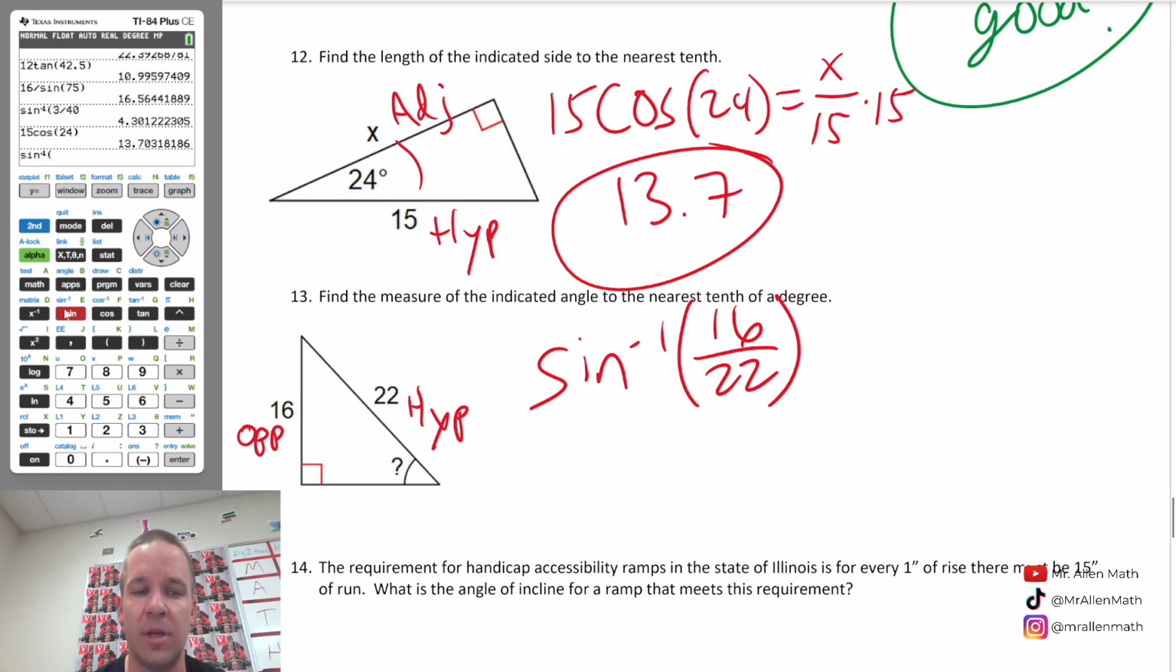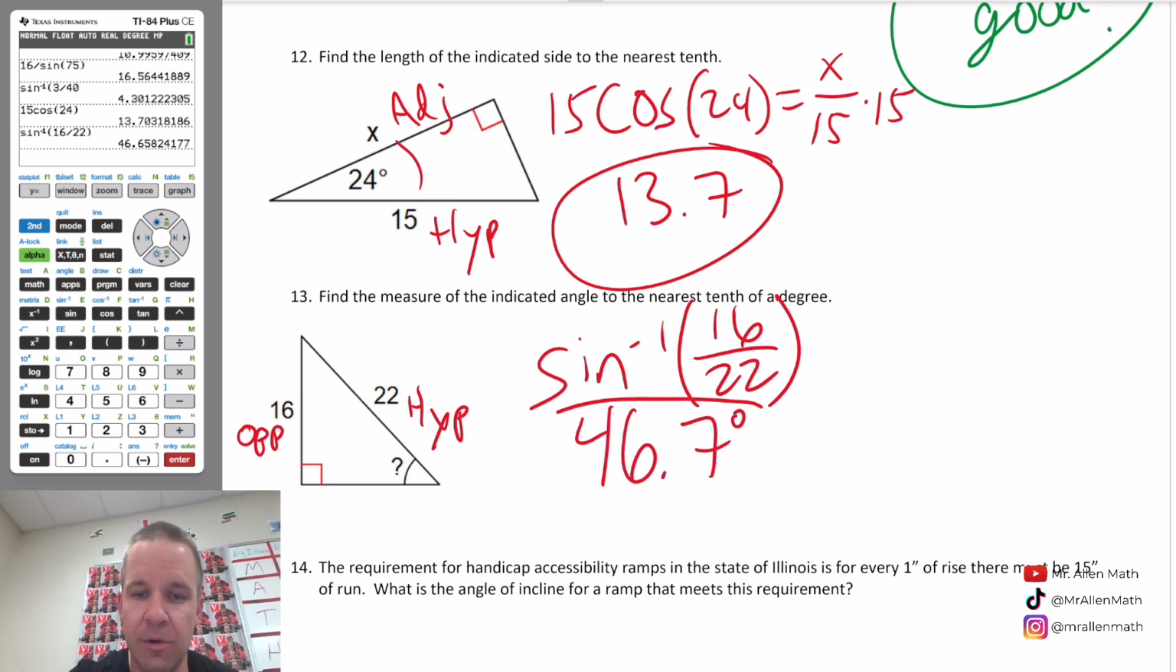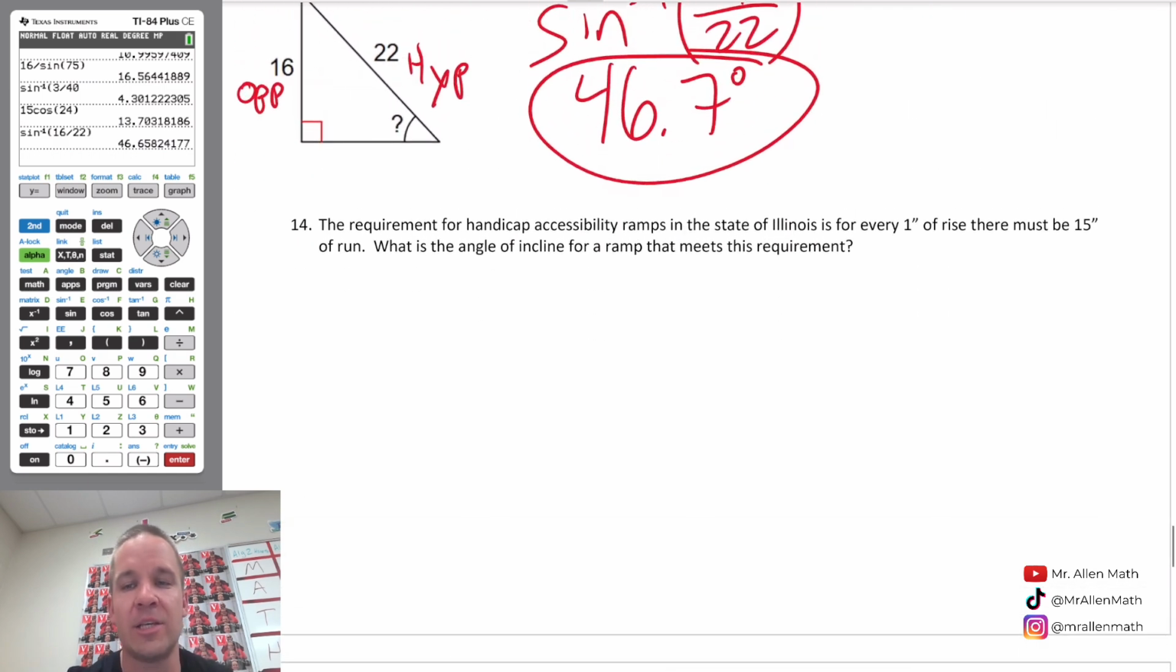I mean, tangent inverse is what comes up most in construction, but it just depends on what we're dealing with here, right? Because tangent inverse is our rise over our run to get our angle. That's why it's so common in construction. But this one is sine inverse. We got 46.658, so 46.7 degrees to the nearest tenth. Dope sauce.